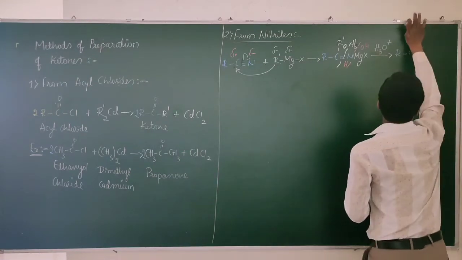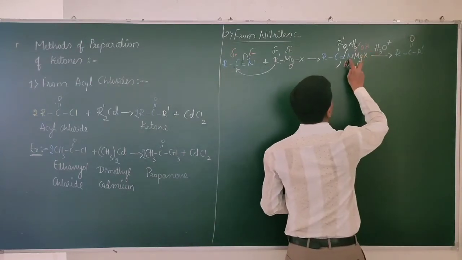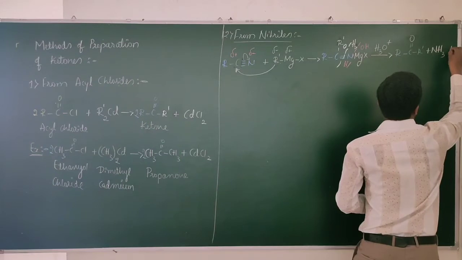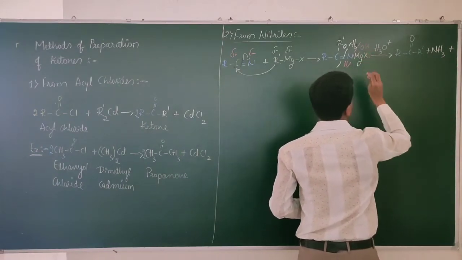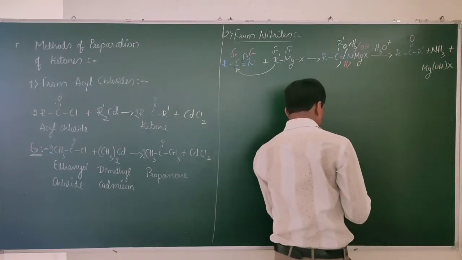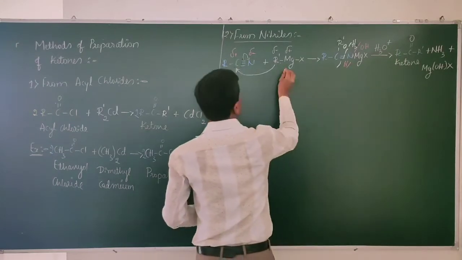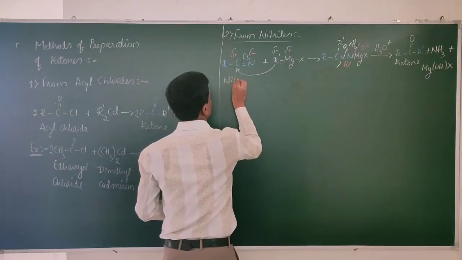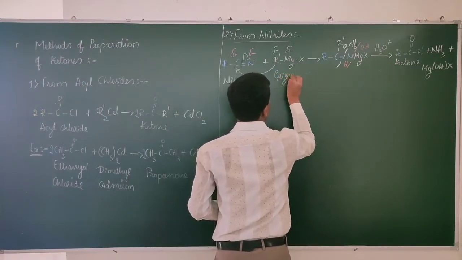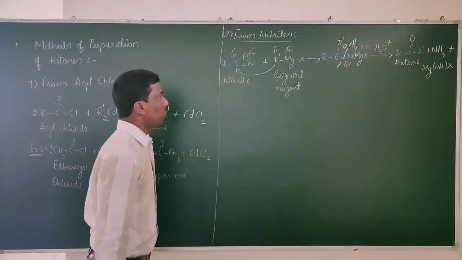I will write it using the white chalk piece. Here plus NH3 plus this is MgOHX. Okay. Now this is what? Ketone. This is ketone. This is nitrile. This is Grignard reagent. Okay. This way ketone is formed.